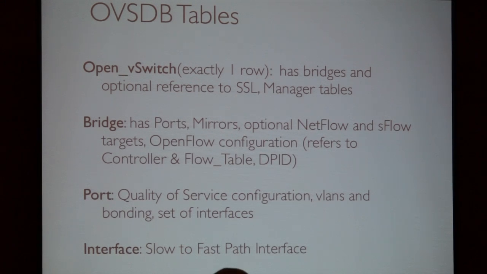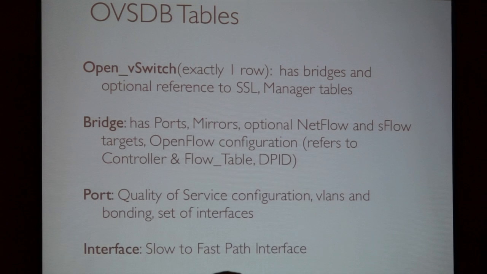Here are some of the tables and how they're related. The OpenVSwitch table has exactly one instance in it. It has a list of all the bridges, and it also points to the instance in the SSL table, and the manager table is optional. The SSL table can have some keys in it, public-private keys. The manager table holds pretty much the IP going back to the OVSDB client, so it could be pointing back to data that says this is your manager. There's a similar table called controller for the bridge, which points to the controller and says this is where you go for your OpenFlow configuration.